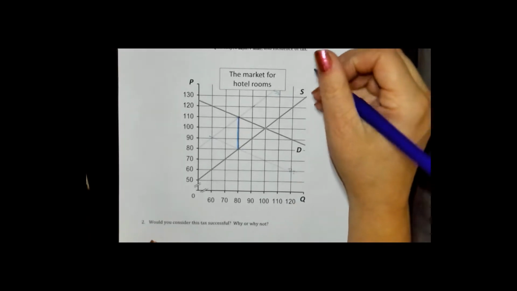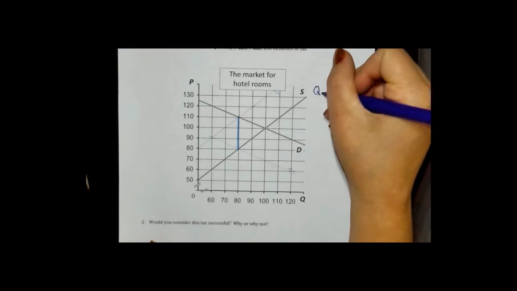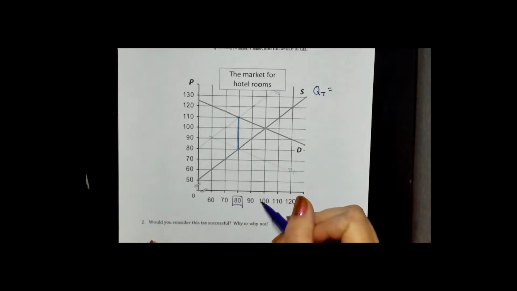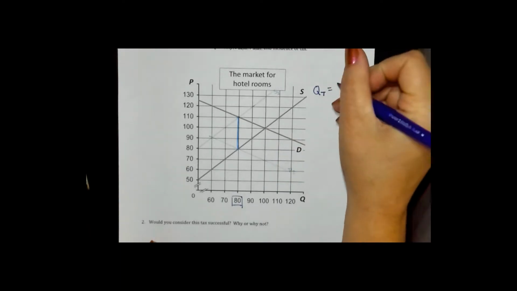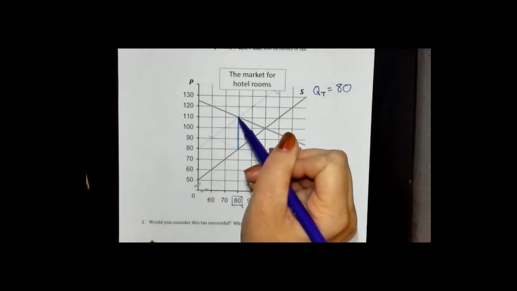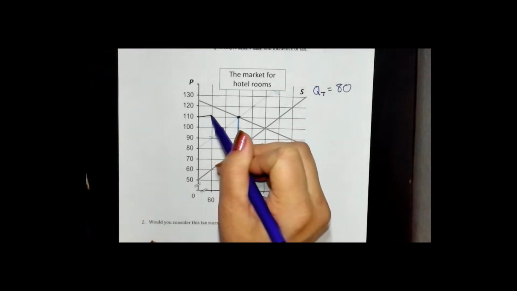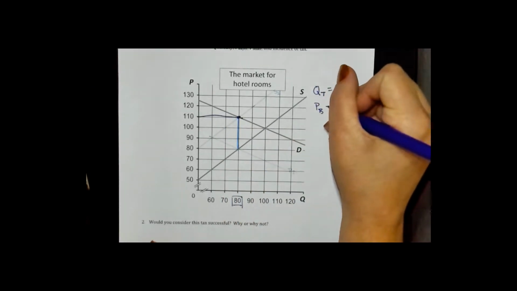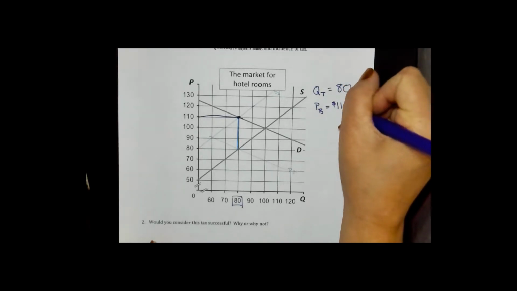So now we have our new equilibrium quantity with the tax. The quantity with the tax is going to be 80 hotel rooms, right? Our original equilibrium was 100 hotel rooms, so we can see that we've reduced the quantity consumed. We next want to find the price that buyers face, and we'll get that by looking at that quantity and the demand curve. The price that buyers pay is now $110.